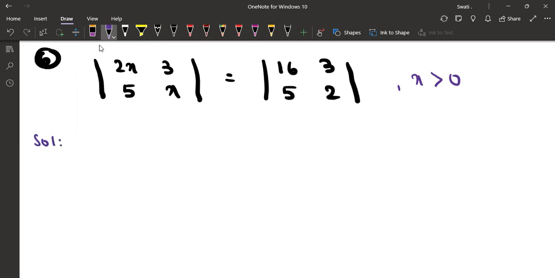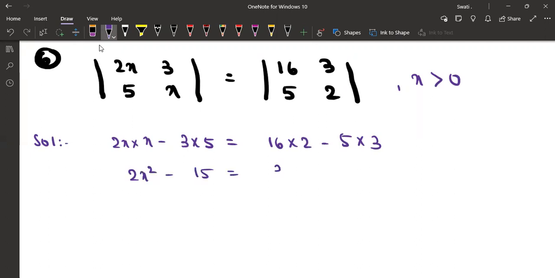So it's very simple. We need to simplify the determinant on both sides, and we need to just find the value of x. So using the formula of determinant, 2x into x minus 3 into 5 equals 16 into 2 minus 5 into 3. 2x into x is, of course, 2x square minus 3 times 5 is 15. 16 times 2 is 32, and 5 times 3 is 15. So this will become 2x square minus 15 equals 32 minus 15.